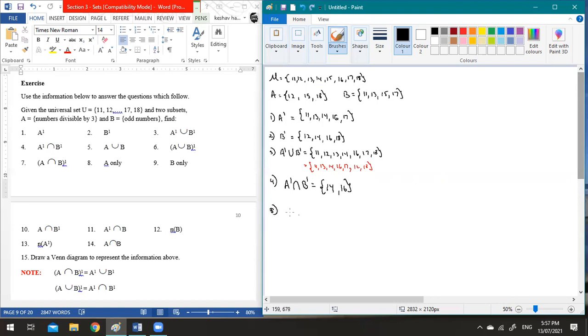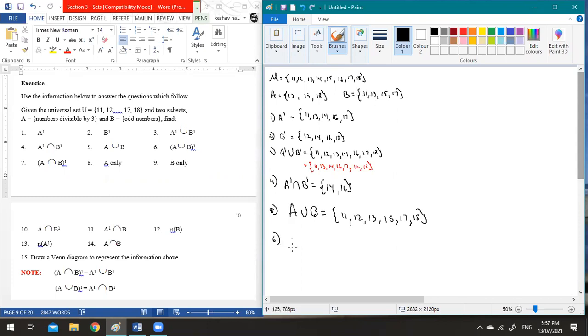Number 5, they want A union B. And A is not A prime and B is not B prime. So that's the two original subsets we have. So we could put them in ascending order one time. The smallest number is 11. Then we have 12. Then we have 13. Then we have 15, 17, and 18. That's coming from these two up here.